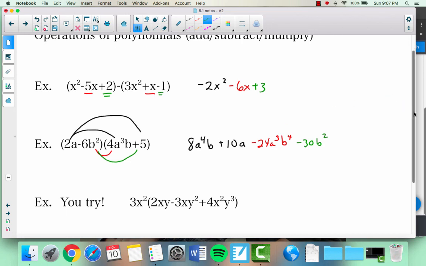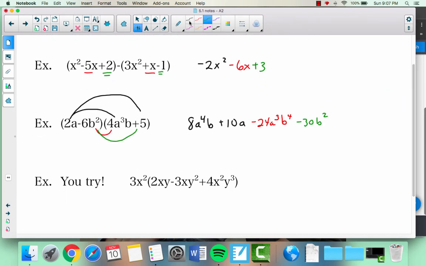So I would like you guys to go ahead and try this example here. This one's just distributing, so you're going to make sure you multiply each term by the 3x squared, making sure that any of them that have x's, you add the exponents together. And if you would like me to check that in class, please let me know.